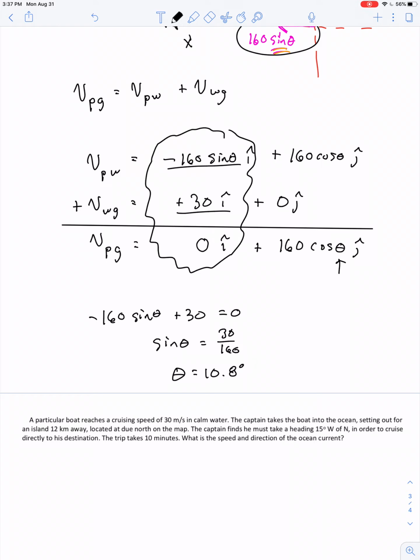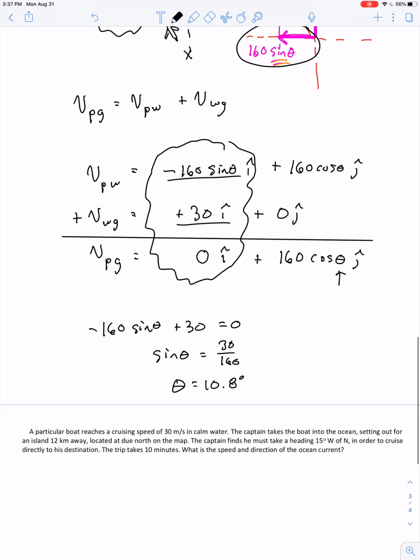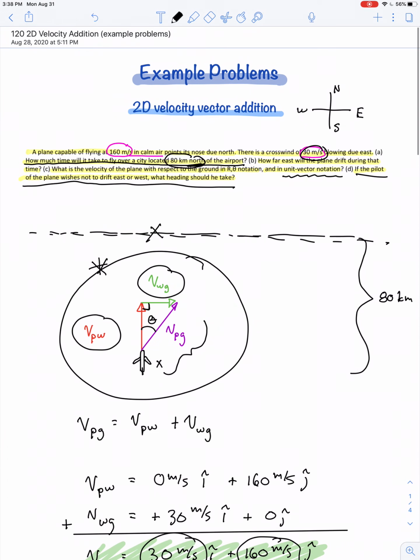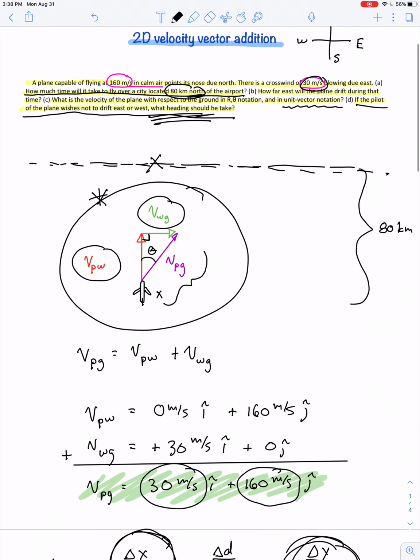So the plane would have to head 10.8 degrees west of north in order not to drift at all. Now that I know this is 10.8, if I wanted to, I could plug that in for theta here, and I'd have the velocity of the plane with respect to the ground in proper unit vector notation. The problem didn't ask for that, so there's no need to go on. We're just asked what heading should the pilot take.